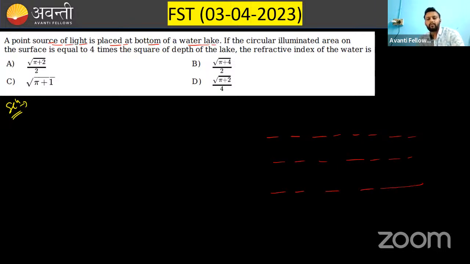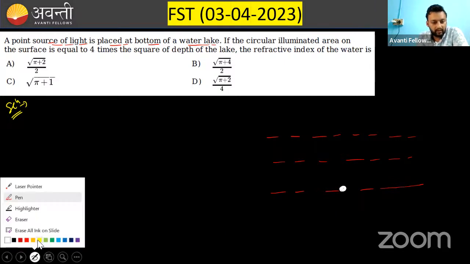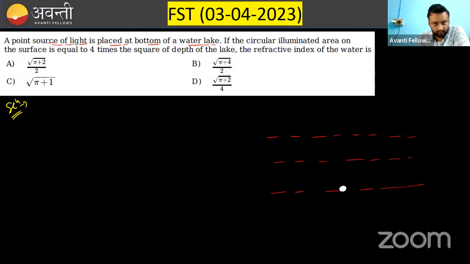This is the lake, and a point source of light is placed at its bottom. That means here a point source is placed. Okay, clear. Now again, if the circular illuminated area on the surface is equal to 4 times the square of the depth of the lake, the refractive index of the water is? Now let's suppose the refractive index of the water is mu.